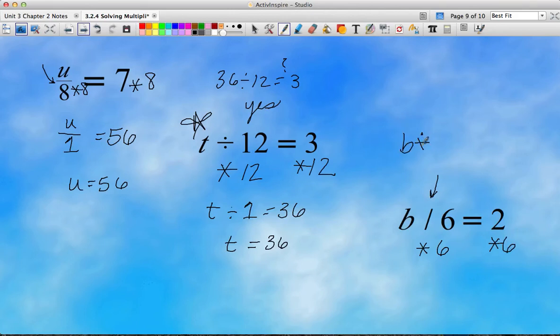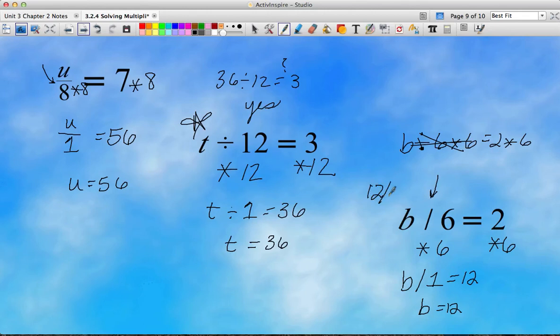So it was b divided by 6 times 6 equals 2 times 6. You can add that in. You can rewrite it underneath like this, so that way you can see that these two things cancel each other out. You get b divided by 1 equals 12. B divided by 1 is always b, so b is equal to 12. Right, and if I plug it back in, 12 divided by 6 equals 2, so we are all set. And don't just plug it back in and say that it works. Actually go back and check it out.